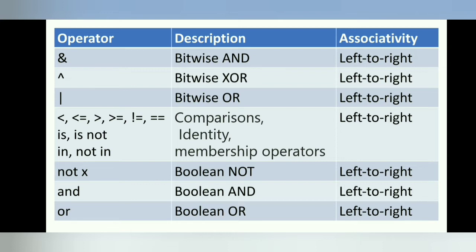The next is Boolean NOT. The associativity is left to right. Then Boolean AND. The associativity is left to right. The next is Boolean OR. The associativity is left to right.